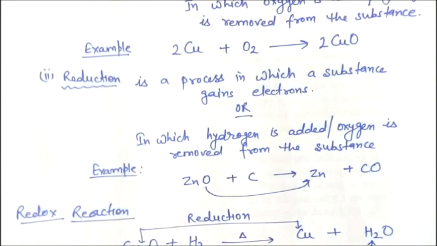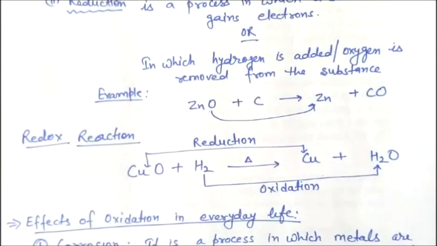See, in the example, zinc oxide. Zinc is losing the oxygen here, so zinc is reduced. Reduction is taking place. Make a note here, if a substance gains oxygen during a reaction, it is said to be oxidized. And if a substance loses oxygen during a reaction, it is said to be reduced. So zinc oxide is losing oxygen here, so it is said to be reduced.